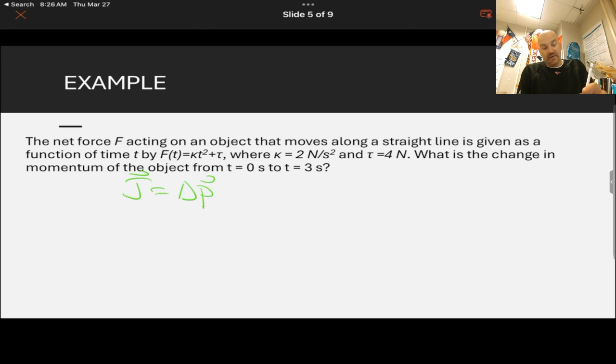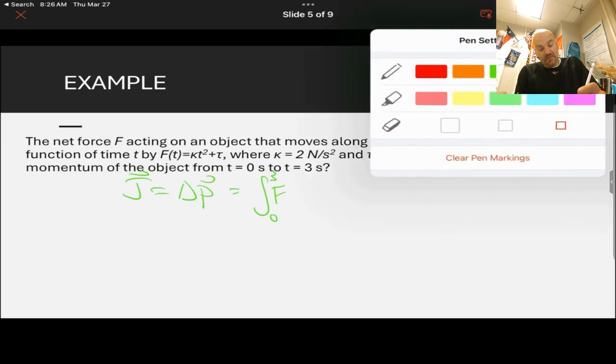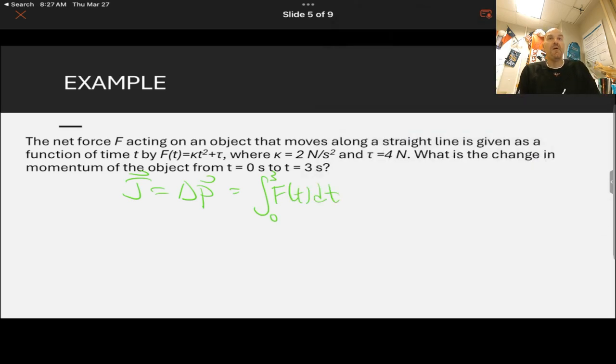So what does that mean? The integral of F, sorry, I wrote F delta t, but we want F of t dt, from 0 to 3 seconds. That'll give us our change in momentum. So if I took this function and put it on a graph, the area under said graph is what we're looking for. Okay, and so we get the integral from 0 to 3, and I'm going to plug in the numbers, so I have 2t squared plus 4 dt. That 2t squared plus 4 is my force, and then I'm going to integrate it from 0 to 3 seconds.